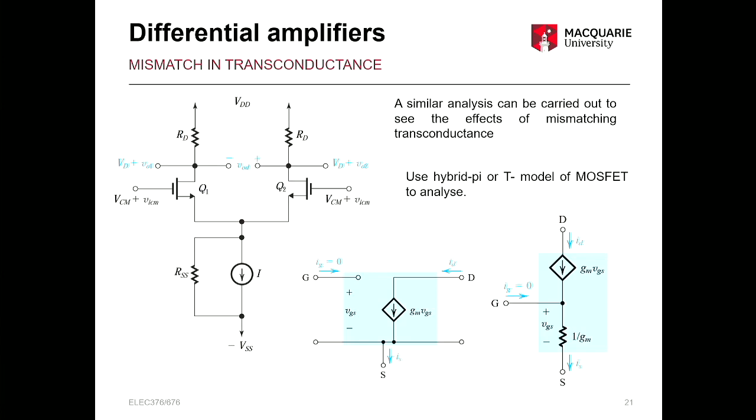So you can do a similar analysis to look at the mismatch in transconductance, okay? We won't go through that one today. That's something you can try at home, so you can see how that affects the equations if your transistors are not perfectly matched, okay? And don't forget, using these models will help you to analyze those circuits. You have the choice of the hybrid pi or the T model. Both of them can get you to the correct result.